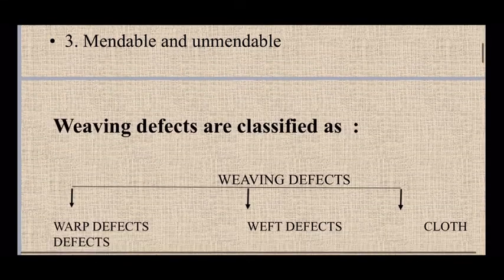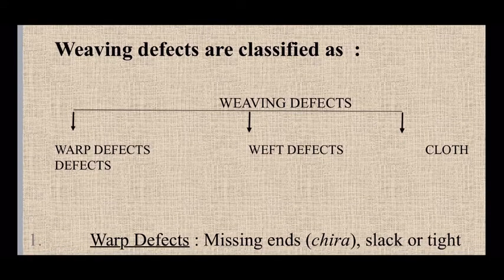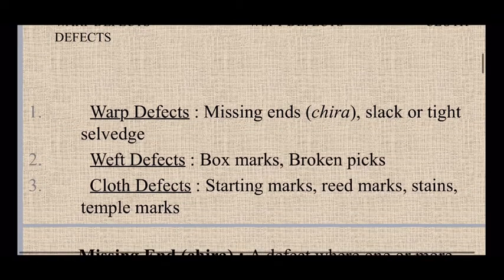So here weaving defects can be classified again into three categories. According to warp, weft and cloth, we are categorizing them into three categories. Some are known as warp defects, weft defects and cloth defects. So from these we will take a few very important defects and try to understand them.